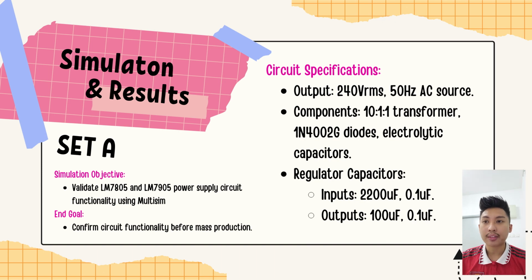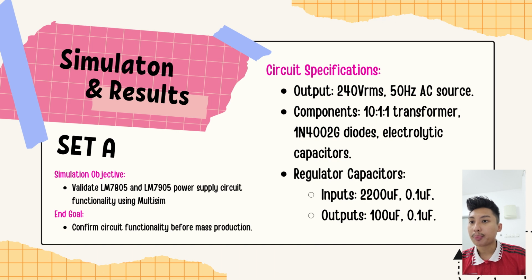Hello, my name is Bryan, and now I'll be presenting the simulation results. Our group was given set A, which has the LM7805 and LM7905 voltage regulators, with an expected output of 5 volts and negative 5 volts respectively. We ran a simulation using Multisim software to check if the power supply circuit works properly for both regulators. The goal is to make sure the circuit functions well before mass producing them for the market.